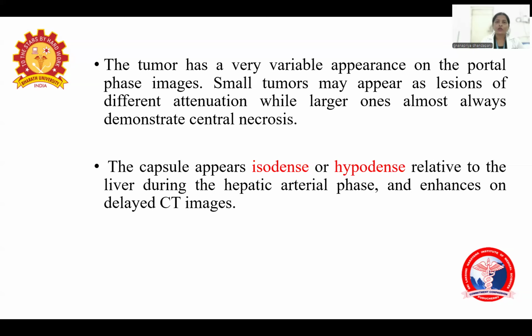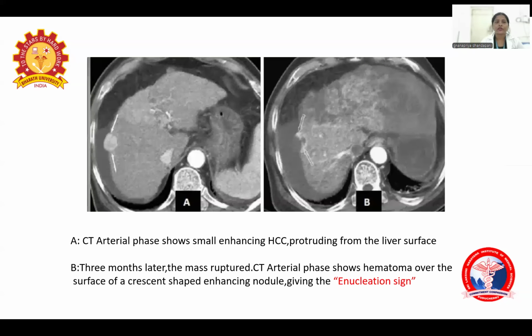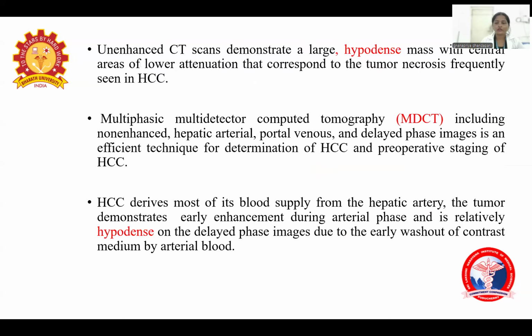The small tumors may appear as lesions of different attenuation, whereas the large ones almost always demonstrate central necrosis. The capsule appears iso to hypodense relative to the normal liver during the hepatic arterial phase, and it enhances on the delayed CT images.